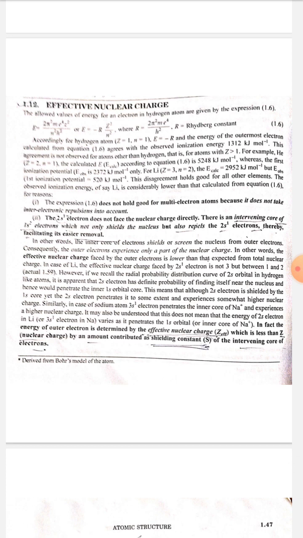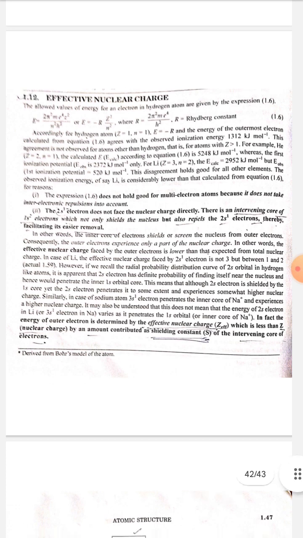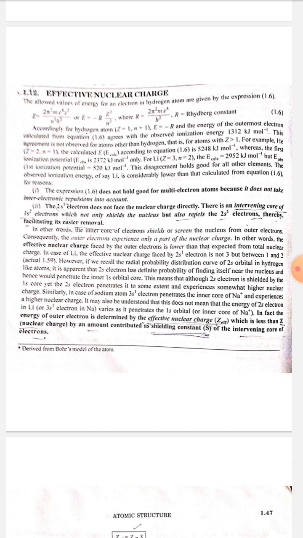and the energy of the outermost electron calculated from equation 1.6 agrees with the observed ionization energy, 1312 kilojoule per mole. This agreement is not observed for atoms other than hydrogen, that is, for atoms with Z greater than 1. For example, helium, Z = 2, n = 1. The calculated E according to equation 1.6 is 5248 kilojoule per mole, whereas the first ionization energy observed is 2372 kilojoule per mole only.